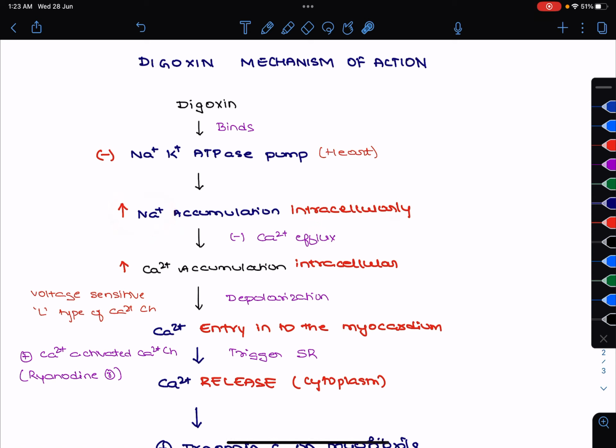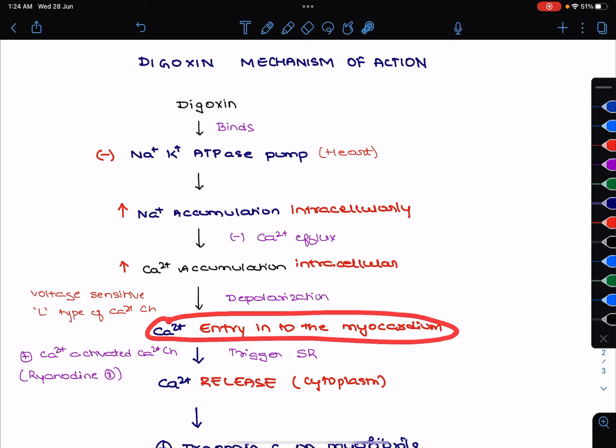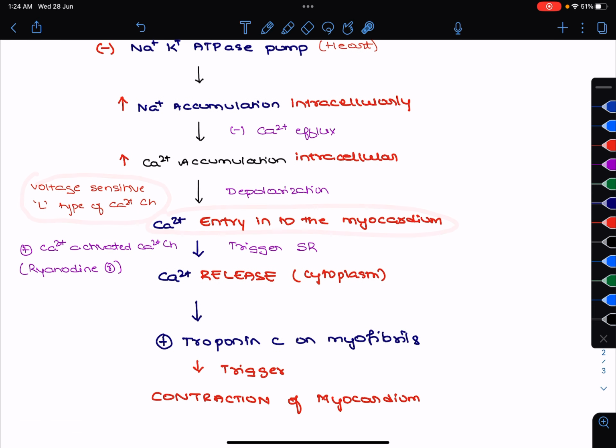In turn, this will lead to an increase in the calcium accumulation intracellularly, because increased sodium will inhibit the calcium efflux. So with increased calcium intracellularly, whenever there is a depolarization, calcium will enter the myocardial cells through voltage sensitive L type calcium channels. Following that, the accumulated calcium will trigger the sarcoplasmic reticulum by activating the calcium activated calcium channels or ryanodine receptors.